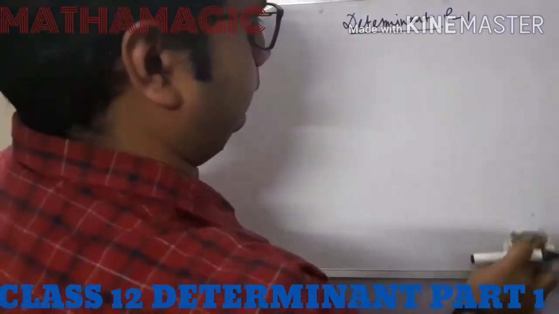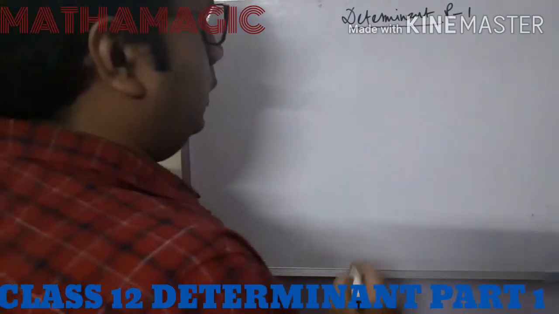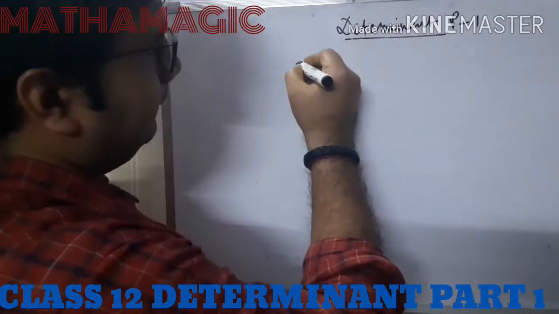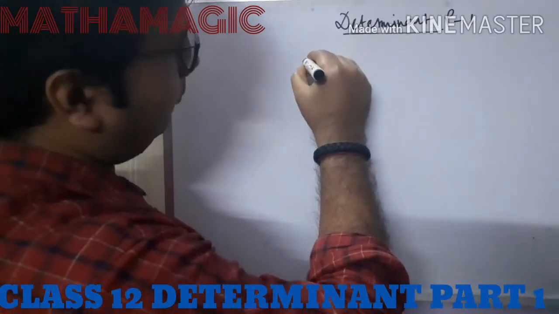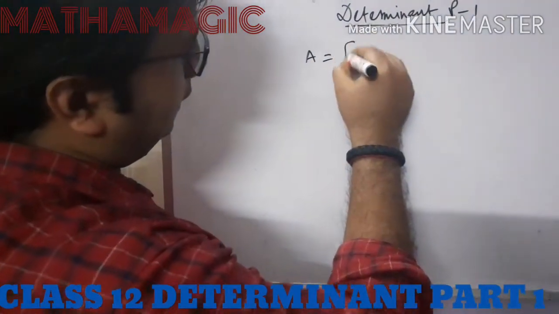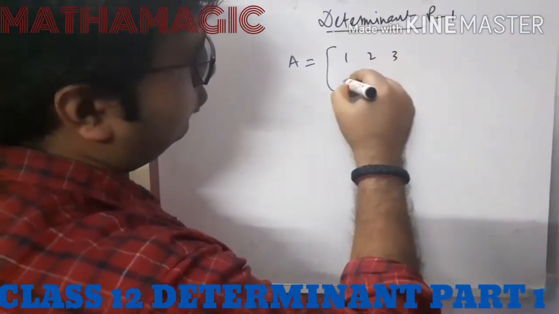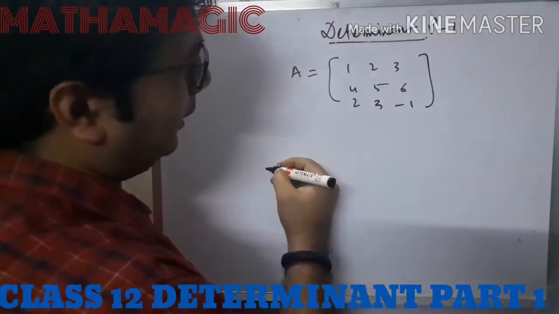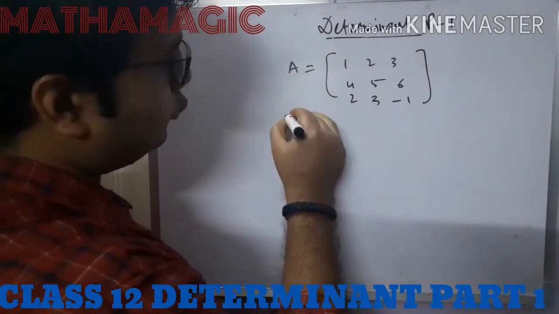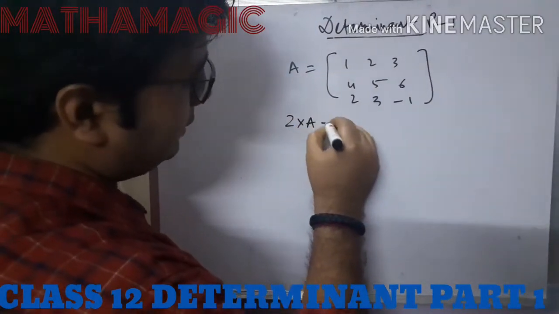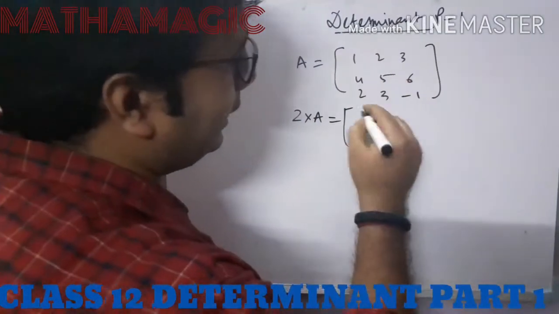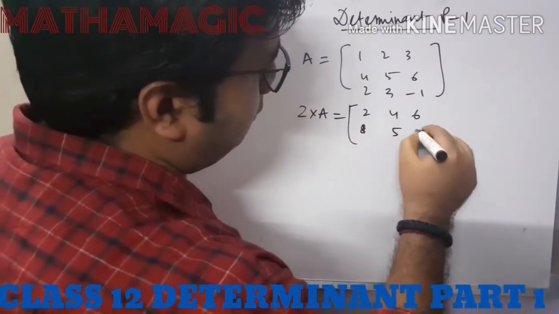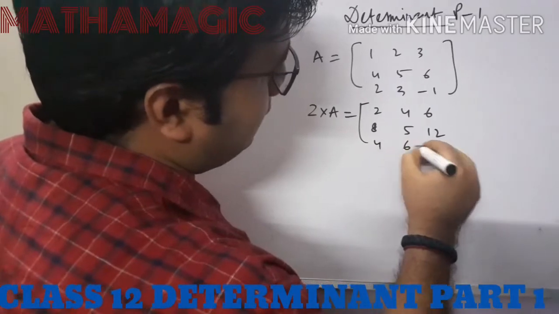Now we'll move to the next part, that is, what we have seen in the case of a matrix. Let us see, if a matrix was given like this: 1 2 3, 4 5 6, 2 3 minus 1. Now if we multiply 2 with this matrix, we have seen that all the elements get multiplied, that is 2 4 6, 8 10 12, 4 6 minus 2.